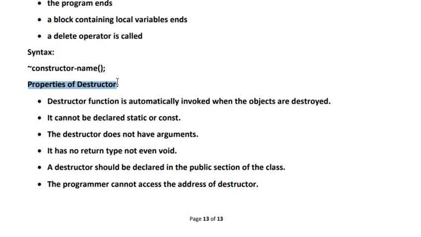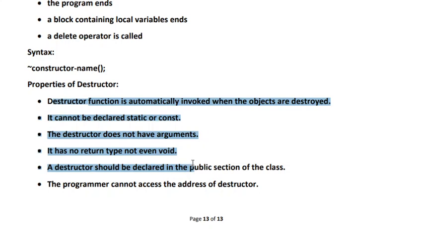Now, properties of a destructor. A destructor function is automatically invoked when the objects are destroyed. It cannot be declared as static or constant. The destructor does not have any argument. It has no return type, not even void. A destructor should be declared in the public section of the class. The programmer cannot access the address of the destructor.